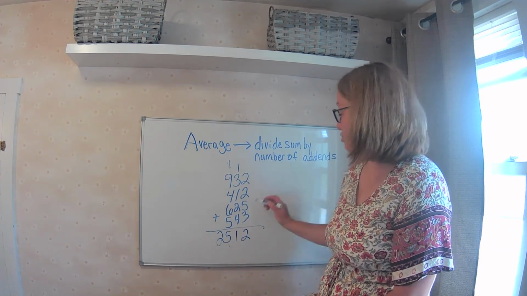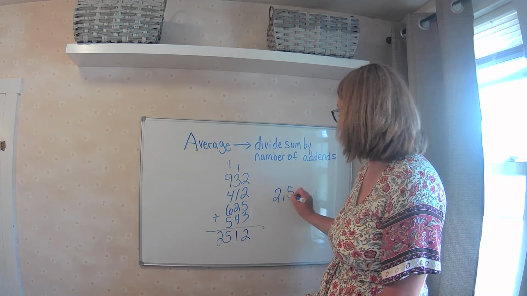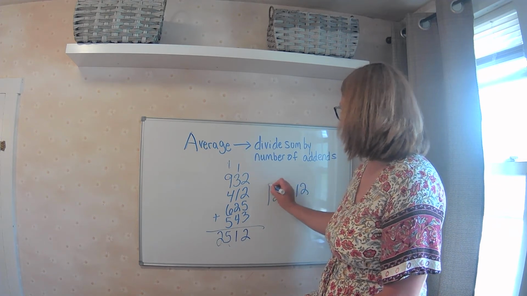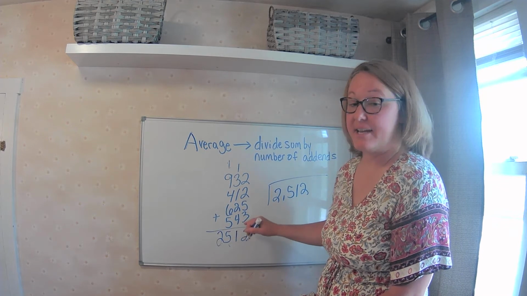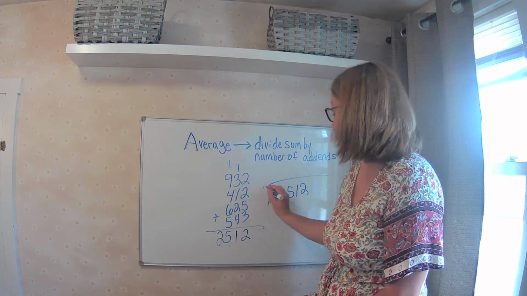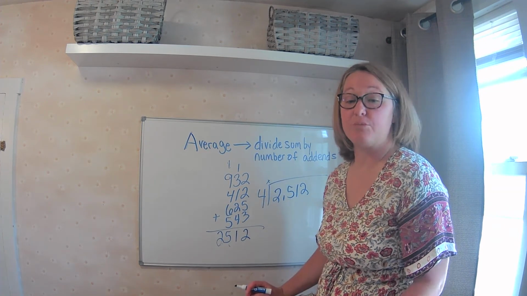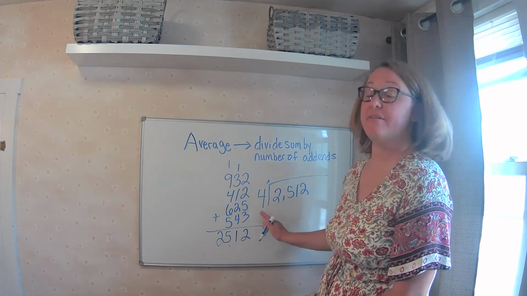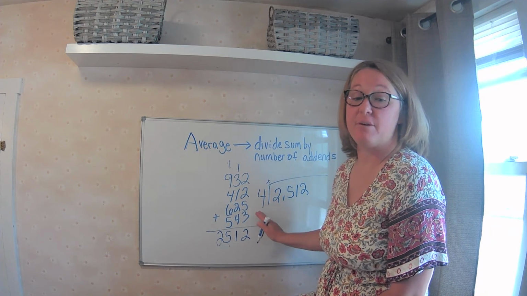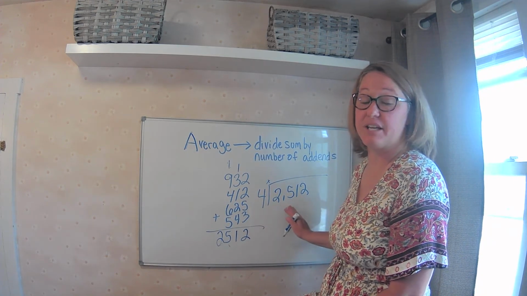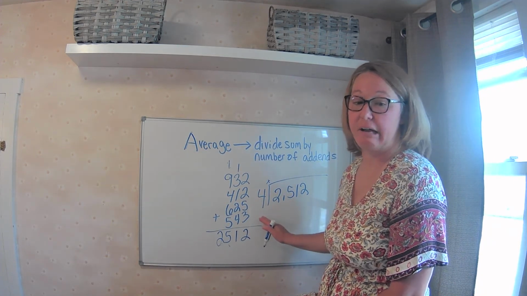Now I'm going to take 2,512, and I'm going to divide it by the number of addends, and we said there's 1, 2, 3, 4 addends. And now we do our division rules: divide, multiply, subtract, bring down. 4 can't be divided into 2 because 2 is smaller, so we go to the next number. So we have 25 divided by 4.